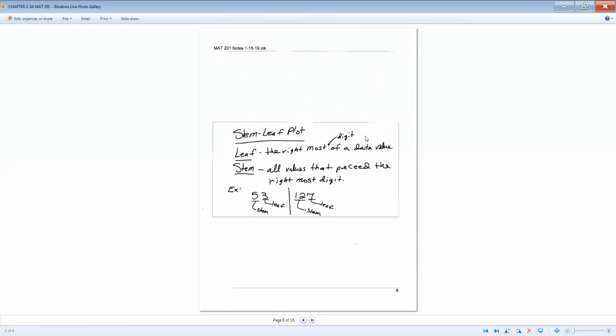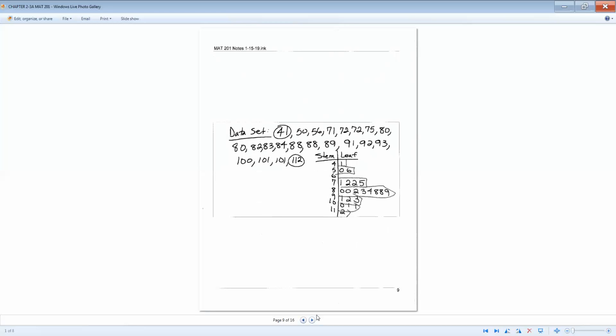All right, stem and leaf plot. The leaf is going to be the rightmost digit of your data values. Your stem will be all the values that precede the rightmost digit. So if I have the number 53, your leaf would be 3, your stem would be 5. If I have 127, your leaf would be the 7, and the 12 that precedes the 7 would be your stem.